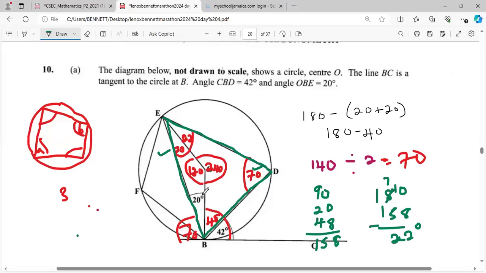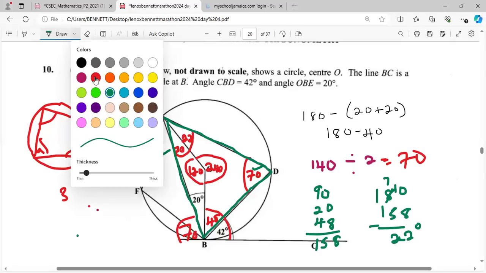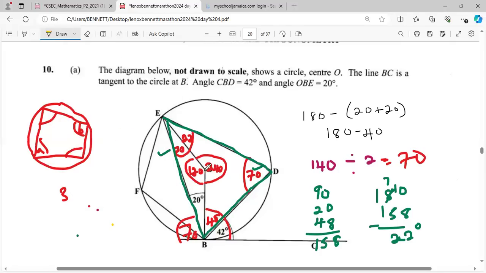You mean for this one? Yes, sir. Hold on, let me show you. Let me highlight it. These are the radii. This is tangent, so this forms the right angle. 48 plus 42. You see that? Oh yeah, I see it now.